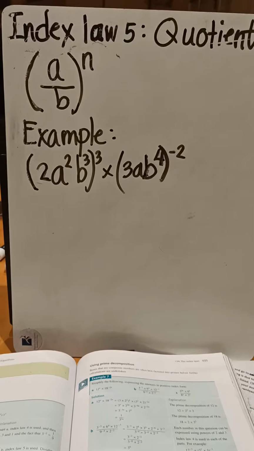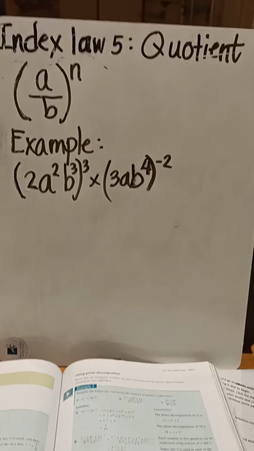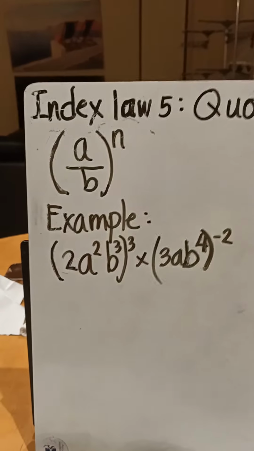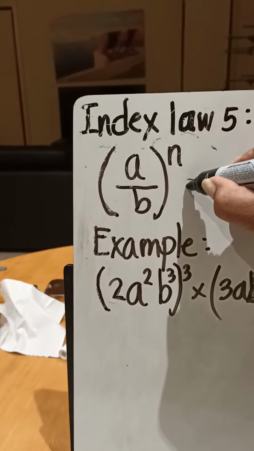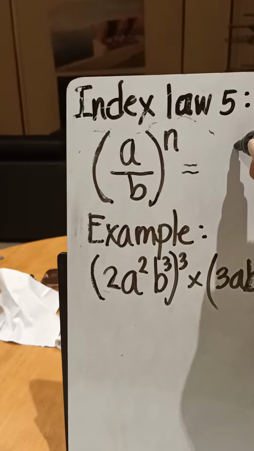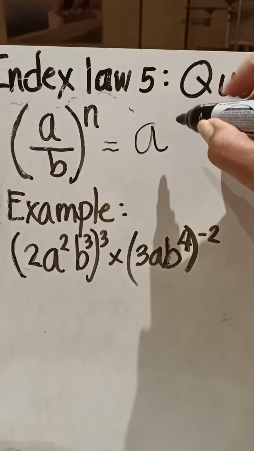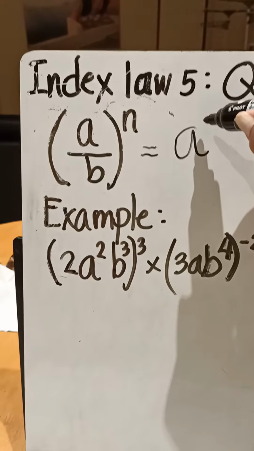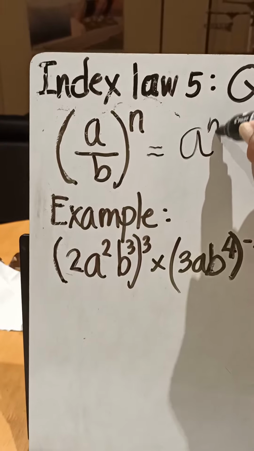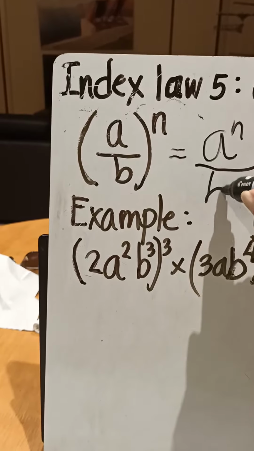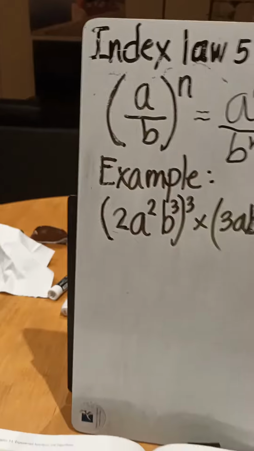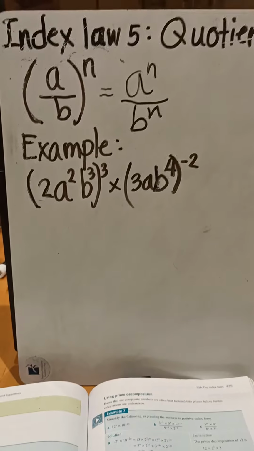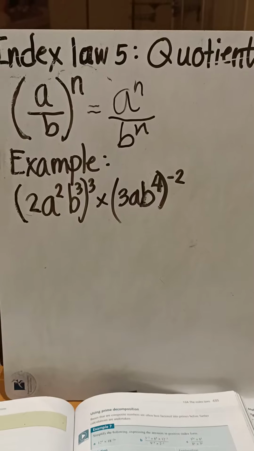Hi again. The next thing we need to learn is index law number 5, the quotient. So if you have a over b raised to the power n, simply solve that by copying the base and raising it. Both the numerator and the denominator will be raised to the same power, the same index or the same exponent. So a to the n over b to the n.